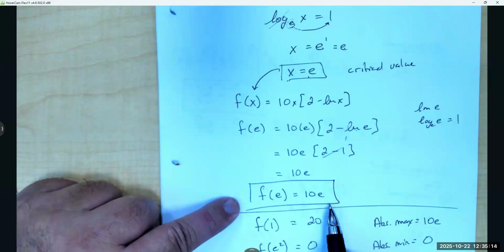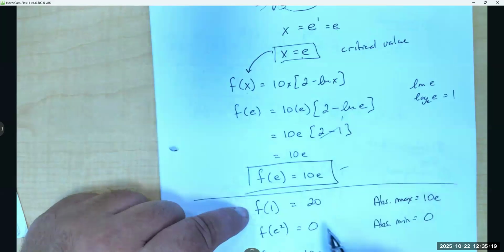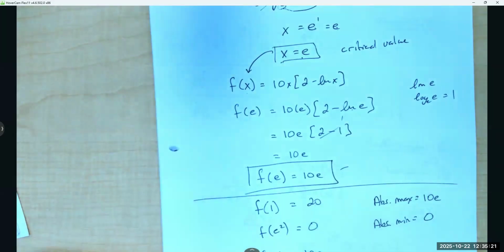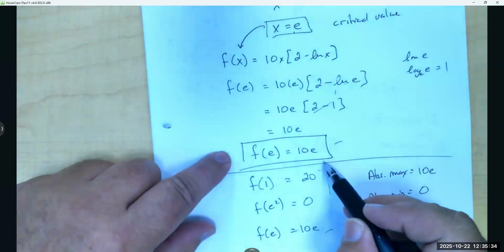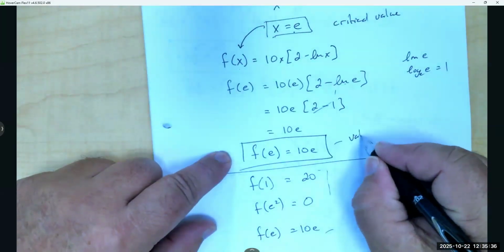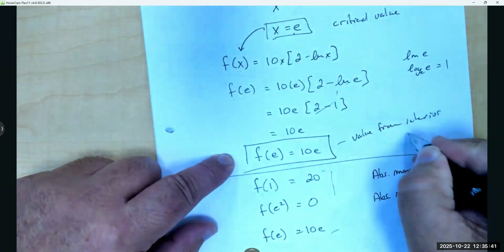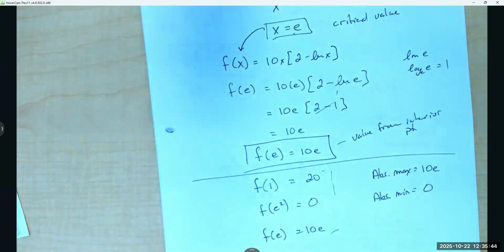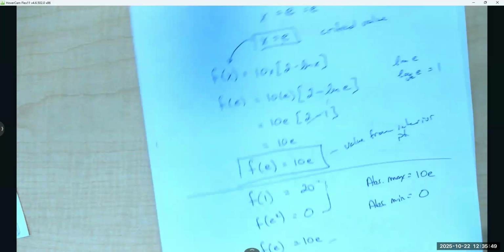Now this is one of the values I'm looking at to see whether it's the highest extrema, whether it's a maximum or minimum. So you have to compare it to every other critical value. This is the value we got from the interior point, and the other two were my endpoints. Okay, makes sense.